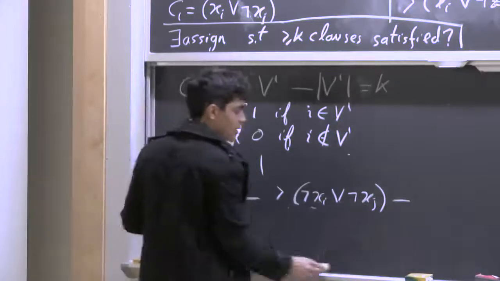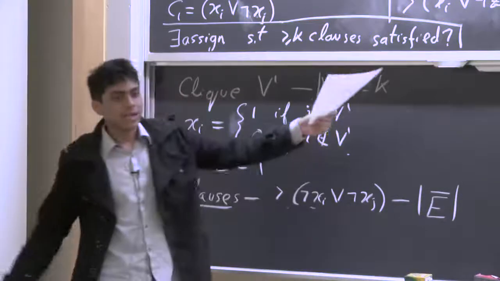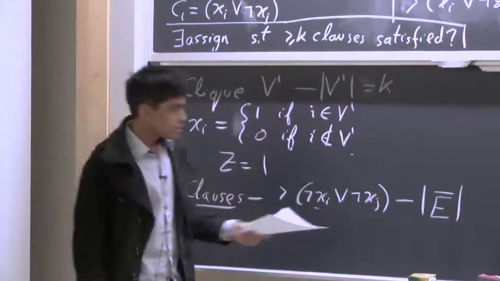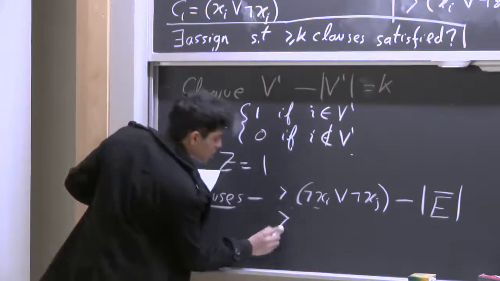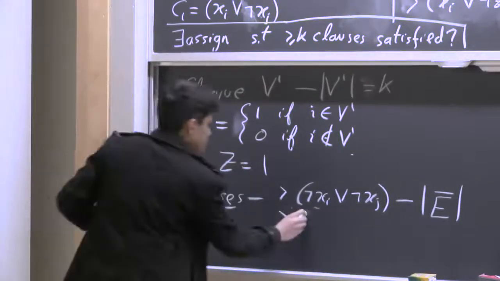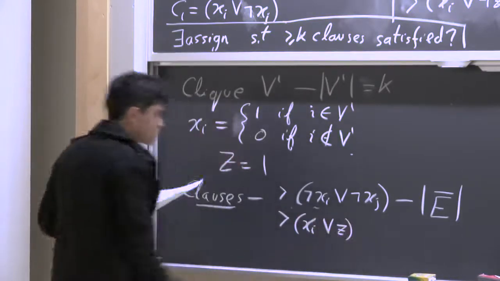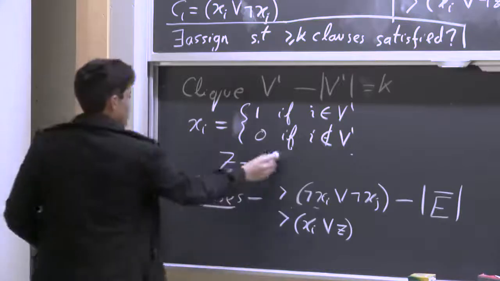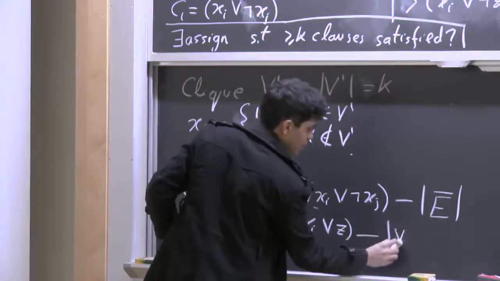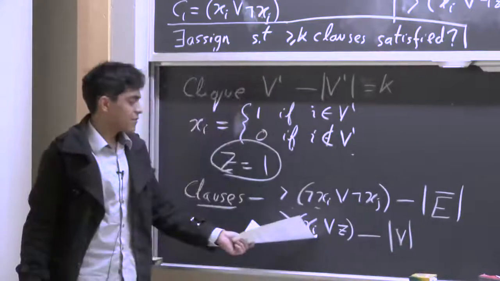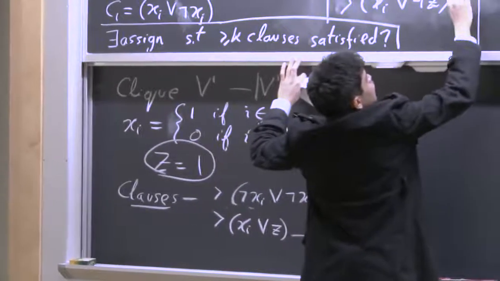And how many clauses of this form are there? The number of clauses of this form is just e bar, where e bar is the complementary edge set of that graph. Does that make sense? All right. Next clause is xi or z. Since we took z to be 1, this clause is always satisfied. So this just gives us mod of v, because this is for every i. I should have mentioned that this is for all i, and this is also for all i.